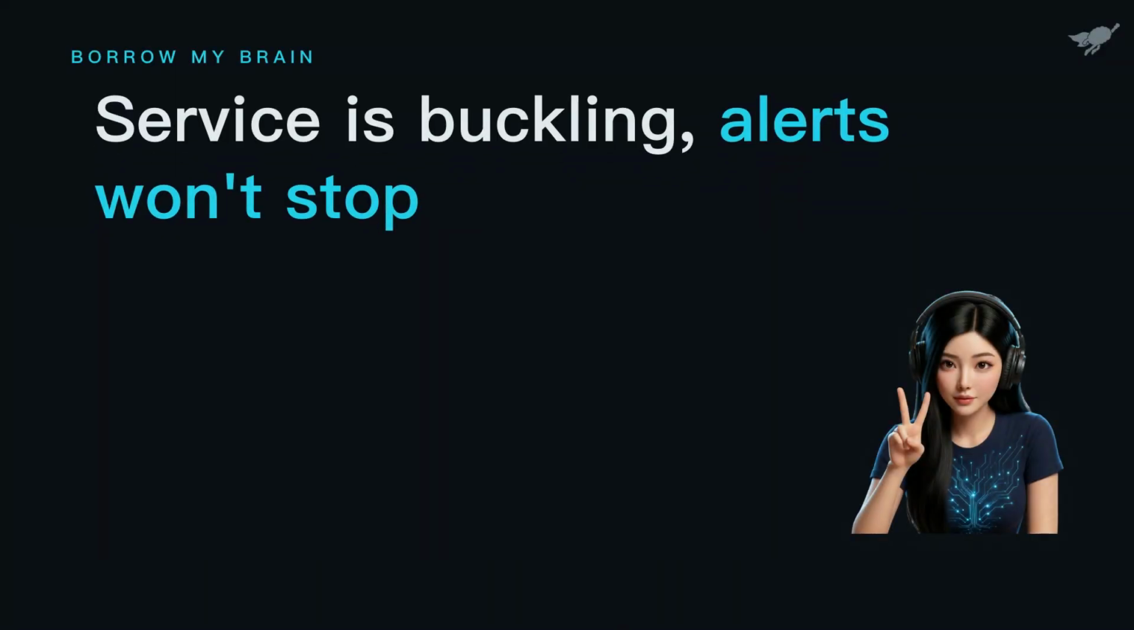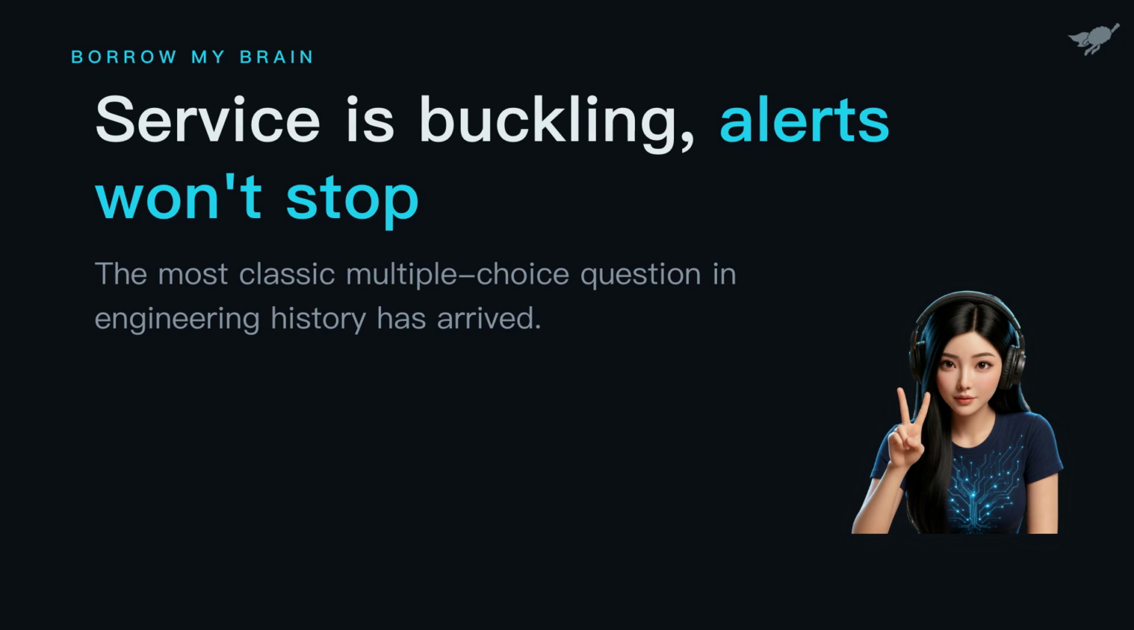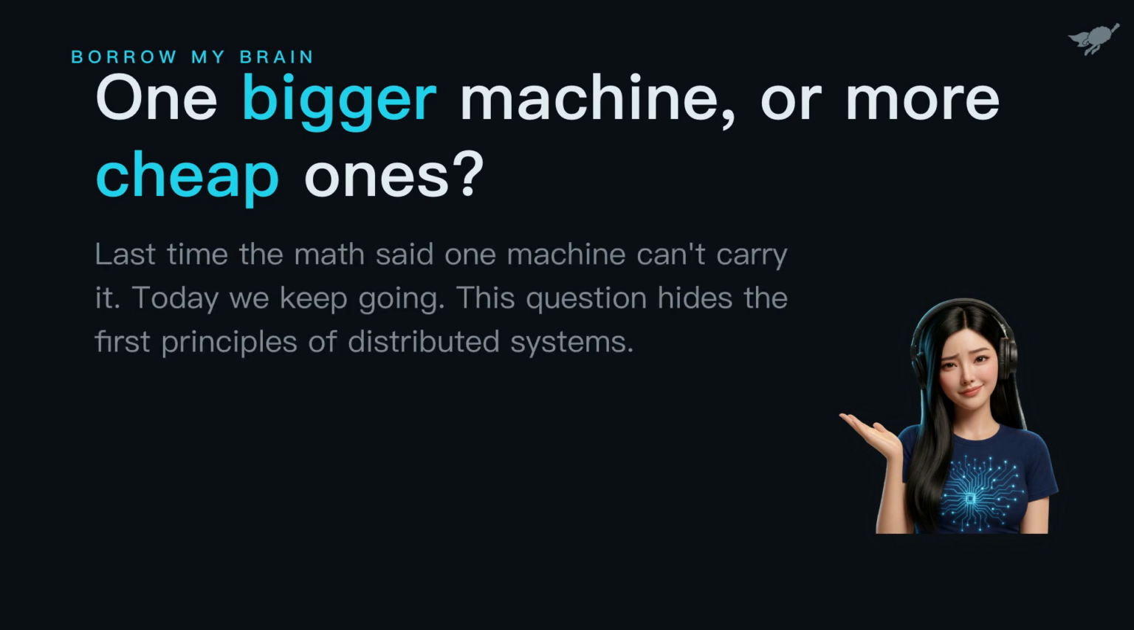Your service is falling over, and the alerts will not shut up. And now, sitting in front of you is the most classic multiple-choice question in engineering history. Buy one bigger machine or buy more cheap machines? Last time we trained our order of magnitude instincts and did the math showing one machine can't carry the load. Today, we pick that question right back up. Hiding inside this one choice are the first principles of nearly every distributed system.